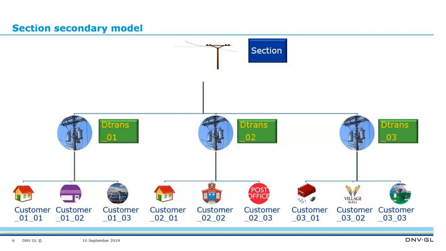So this is the sort of typical model that you will have. You will have a section, and you can have any number of transformers connected to that section. I guess in the US, it would be one transformer per section, and in many other countries more, and then you can have a number of customers connected to that.